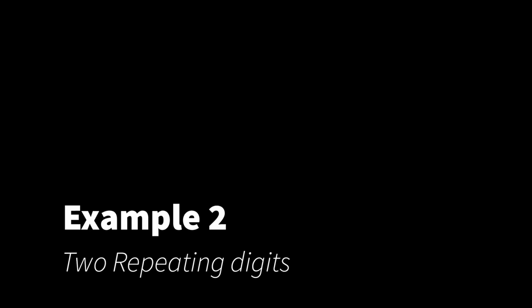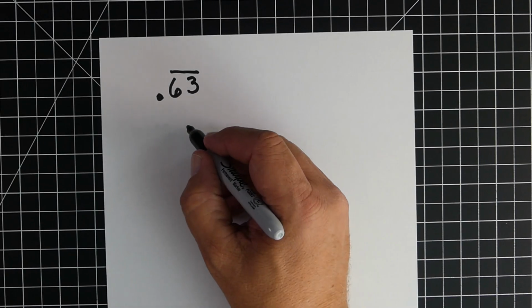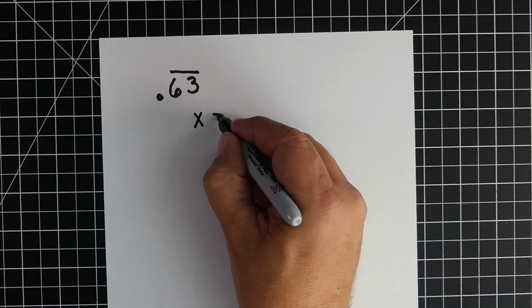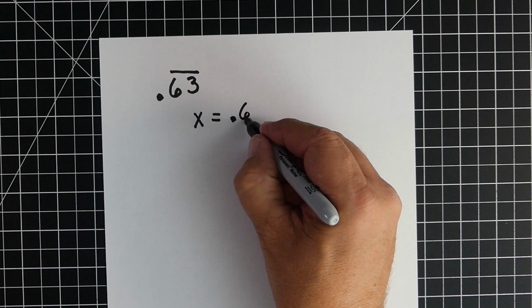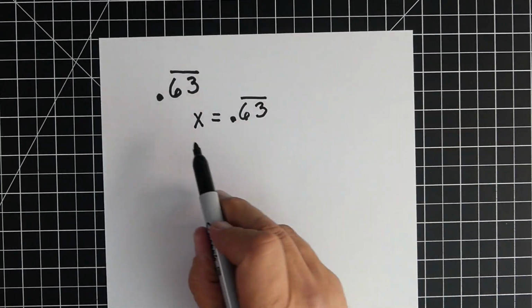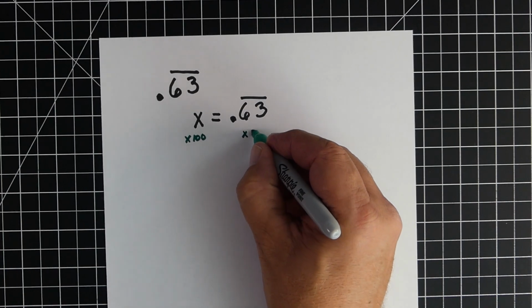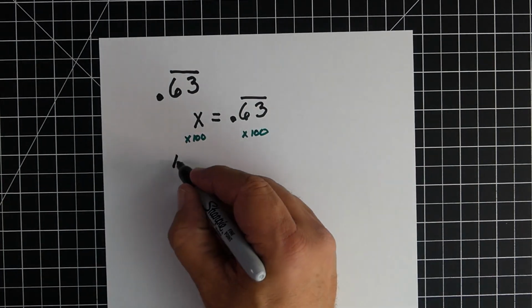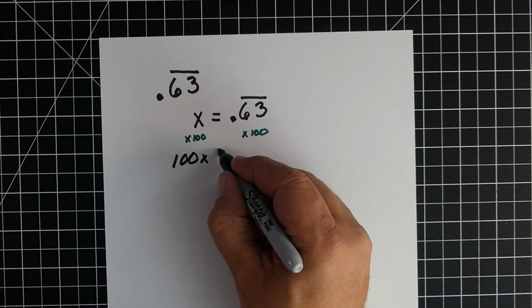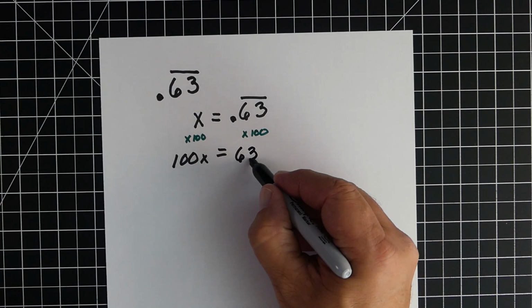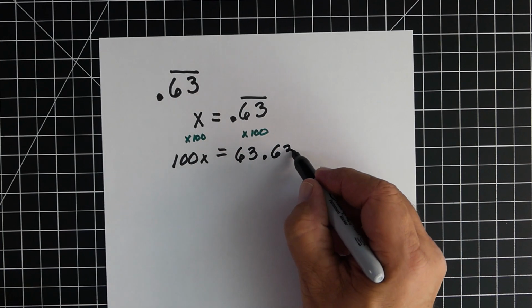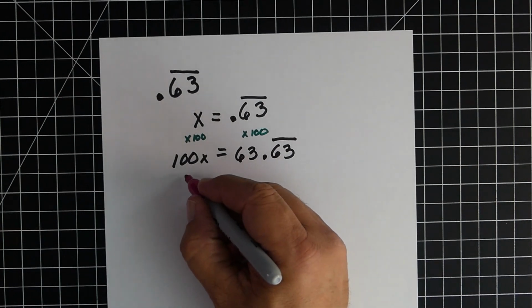Our second example has two digits repeating. Let's say we have 0.63 and it repeats. Just like before, we're going to say x equals 0.63 repeating. We're going to multiply both sides by 100. So on the left side, we have 100x, and on the right side, we have 63 and then just repeating 63s.